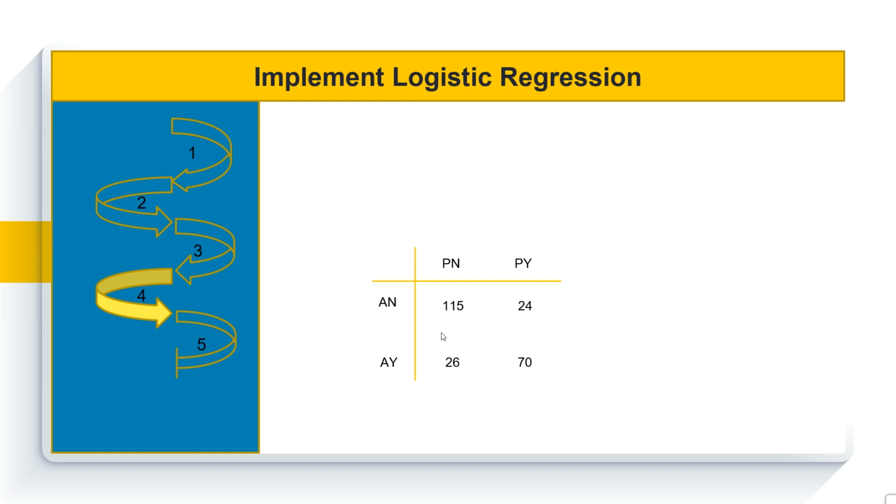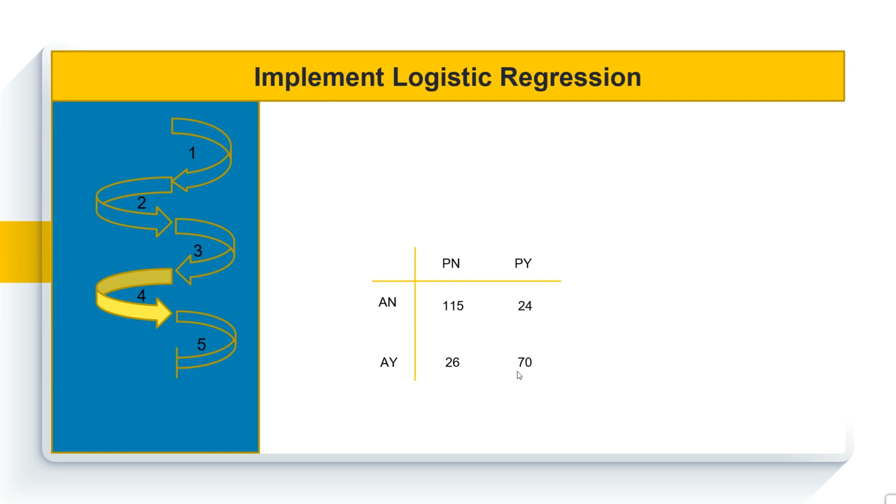So here let me just fade in these values which we have just calculated. Here we have 115, 24, 26 and 70. As you can see here, we have got 4 outcomes. Now 115 is a value where the model has predicted no, and in reality it was also a no. Similarly, we have 70 as predicted yes, so here the model predicted yes and actually it was yes.